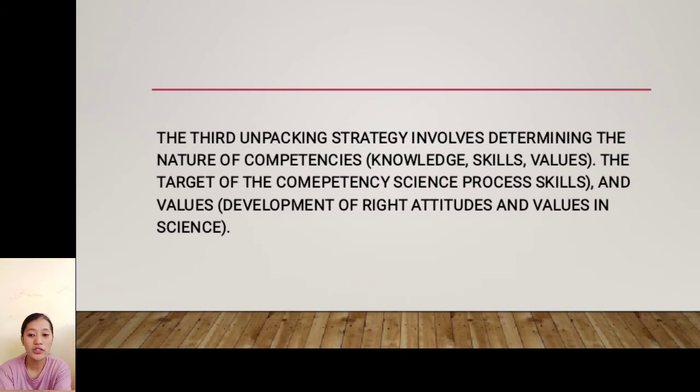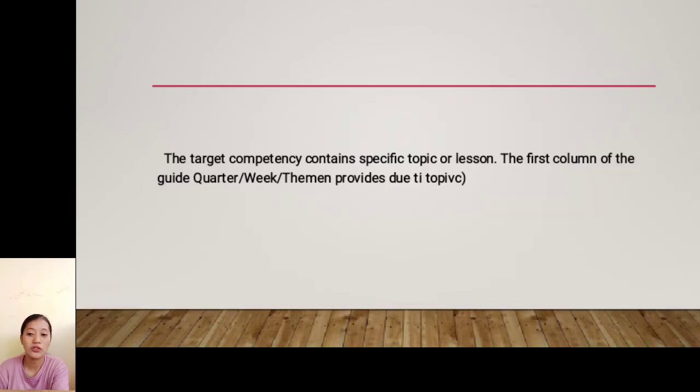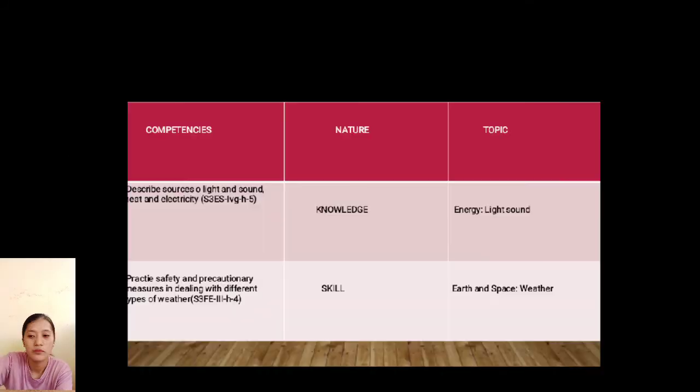So the third, unpacking strategies, involve determining the nature of competences, or the knowledge, skills, and values. The target of the competences are science process skills and the values, development of right attitudes and values in science. So the target competences contain a specific topic or lesson. The first column of the guide, quarter or week or theme, provides the topic. So the competences, the nature and the topic.